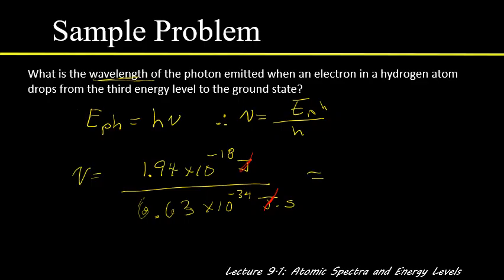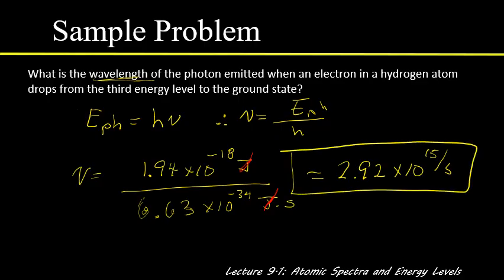And we get 2.92 times 10 to the 15 per second. Okay, so that's our frequency. That's good. We want reciprocal seconds for our frequency. And now we just got one more step to get to the wavelength.